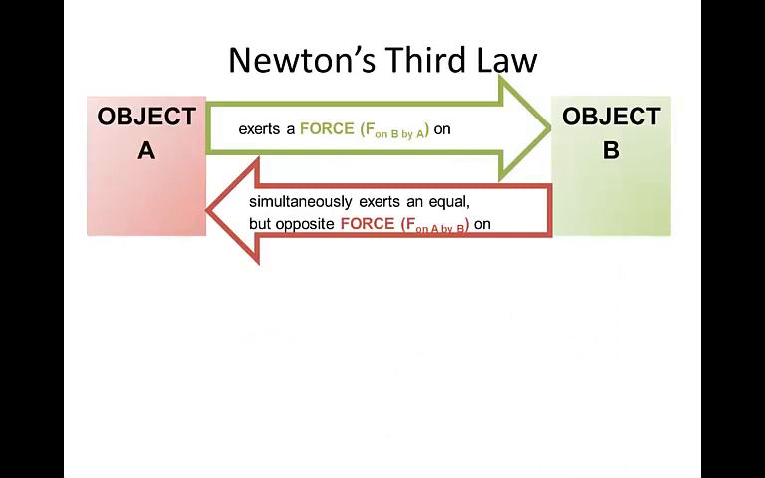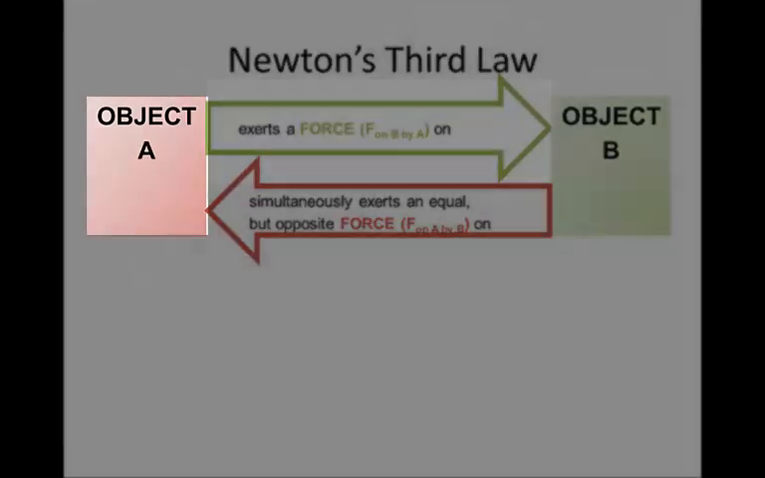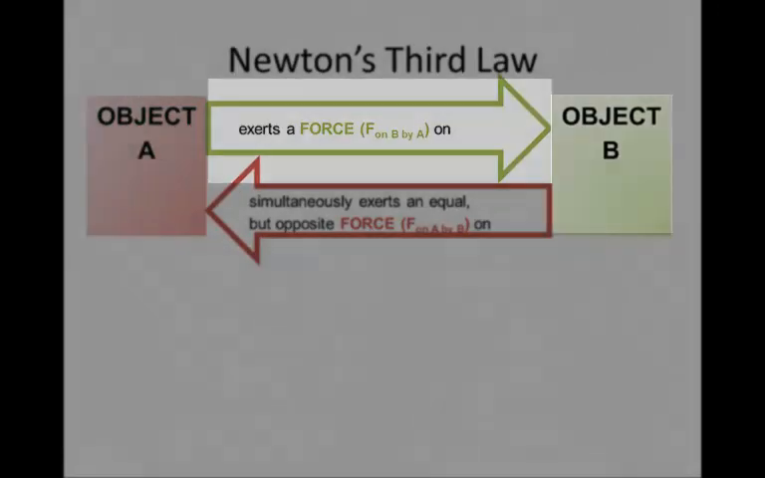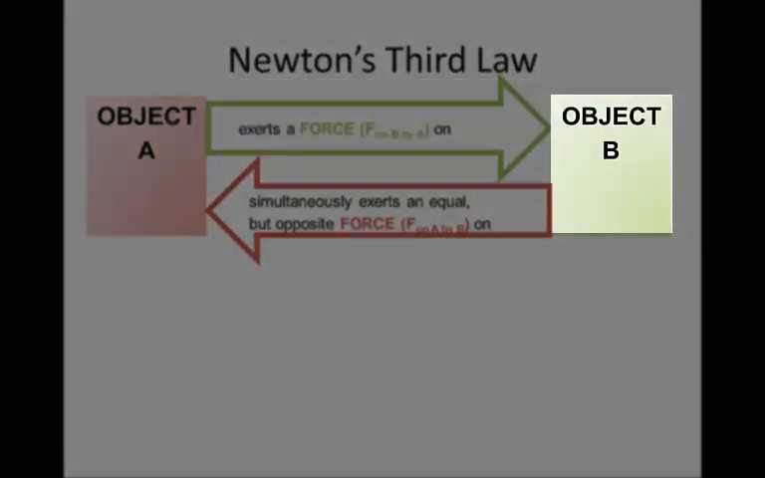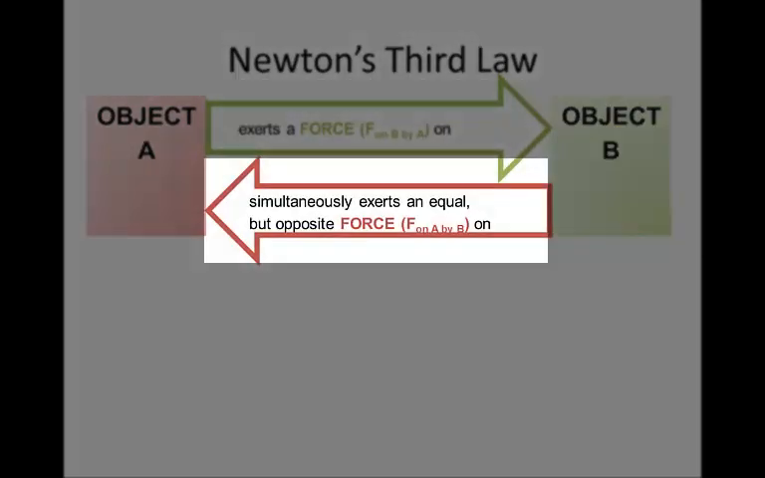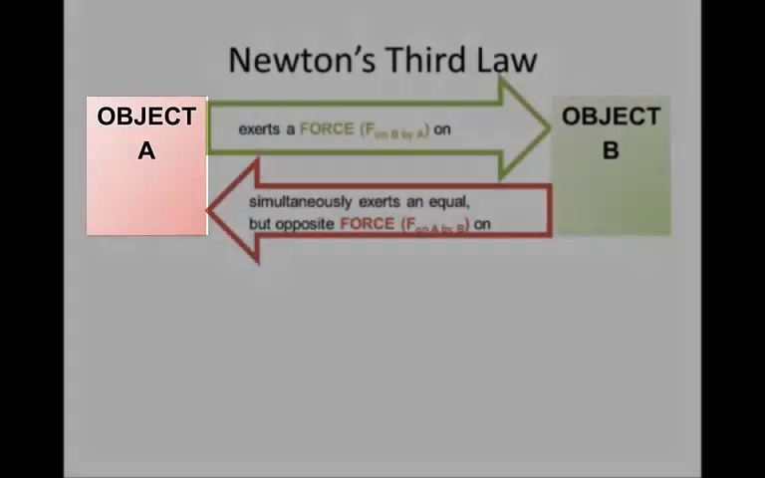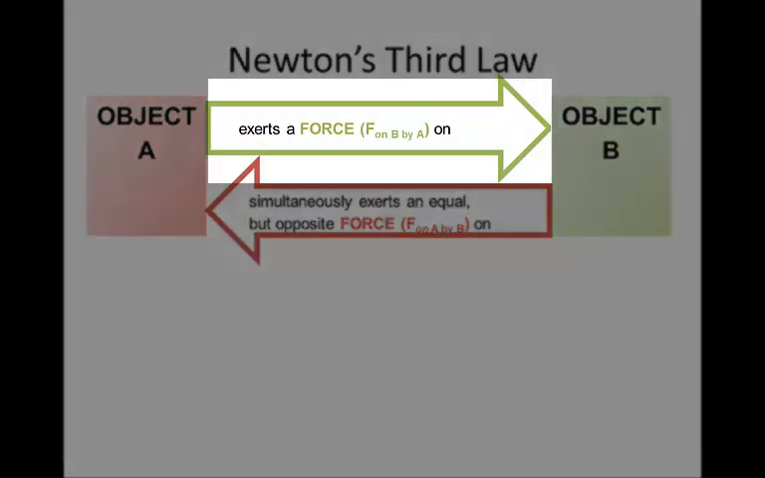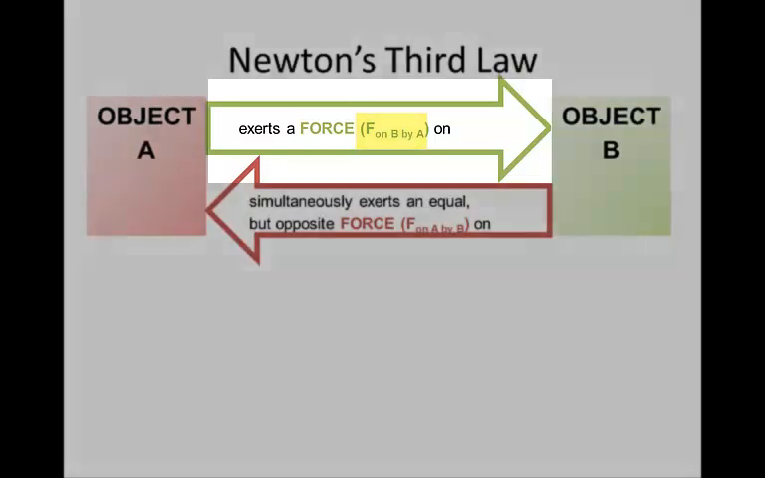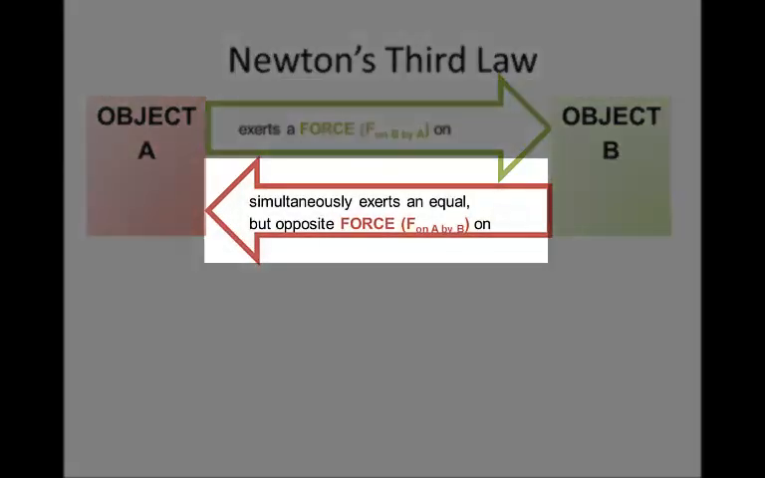This states that if object A exerts a force on object B, then object B simultaneously, that means at the same instant, exerts an equal but opposite force back on object A. We call the force which A exerts on B, F on B by A. We call the force B exerts on A, F on A by B.